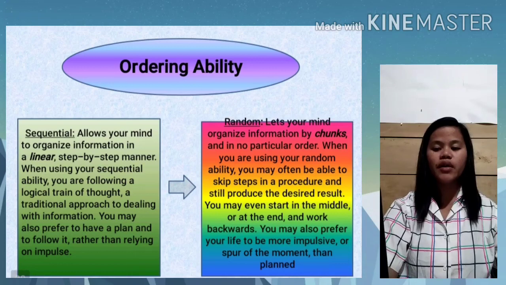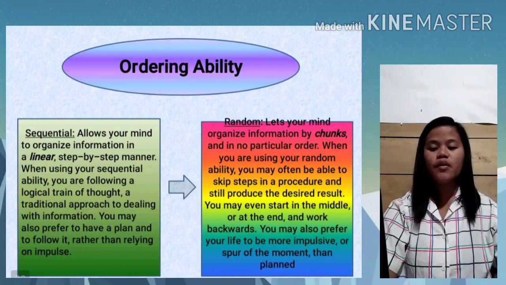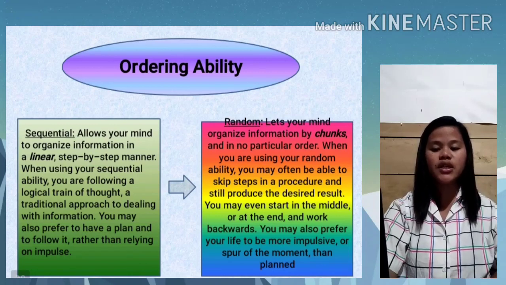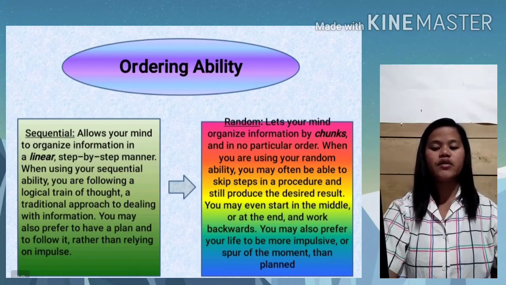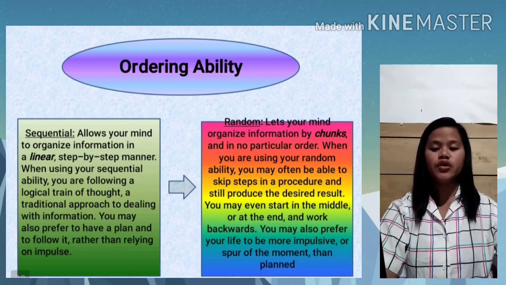Okay, the next is ordering ability. Sequential allows your mind to organize information in a linear, step-by-step manner. When using your sequential ability, you are following a logical train of thought, a traditional approach to dealing with information. You may also prefer to have a plan and to follow it rather than relying on impulse.